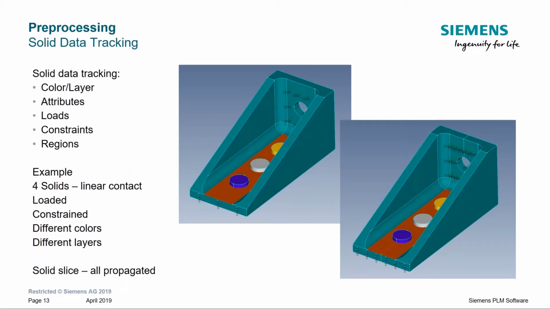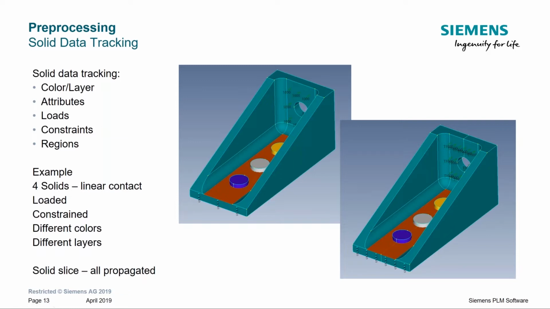We're also doing something called solid data tracking, such as color, layer, attributes, loads, constraints, and regions. So basically, if you do a solid slice now, in this example, you can see we split down the model of this bracket, and then there are probably three pins or something in that bracket. You notice that all of the colors and everything else are maintained as well. So the color of the bracket, we just split the bracket, and then the region got propagated as well.